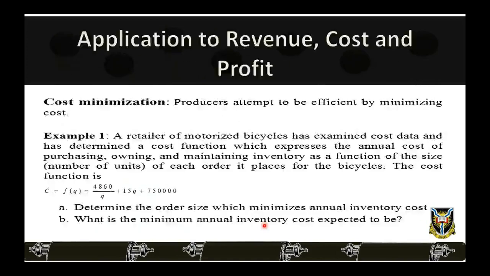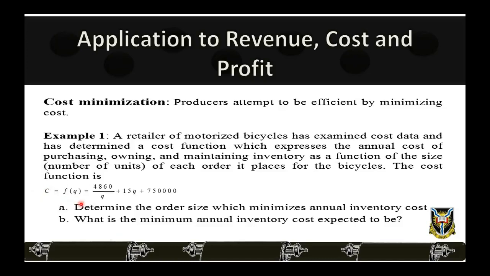Cost minimization. Producers attempt to be efficient by minimizing costs. A retailer of motorized bicycles has examined cost data and has determined a cost function which expresses the annual cost of purchasing, owning, and maintaining inventory as a function of the size of each order it places for the bicycles. The cost function is C equals f.